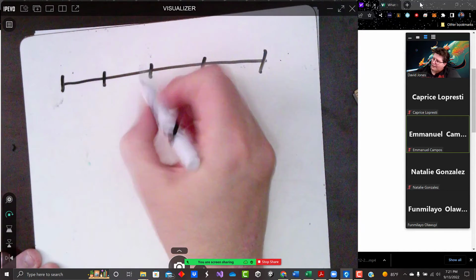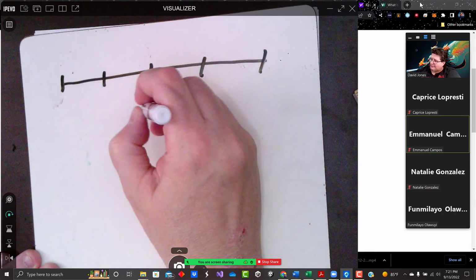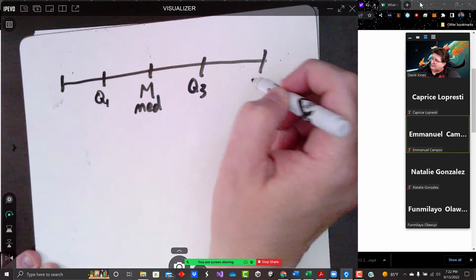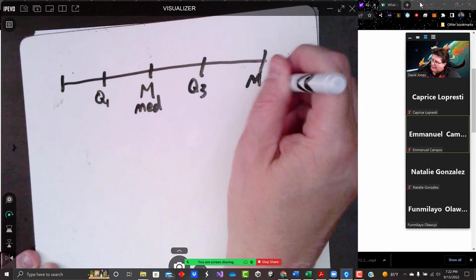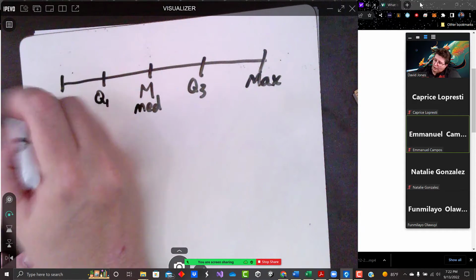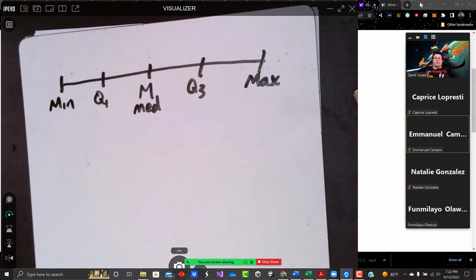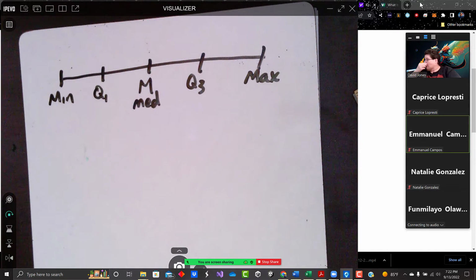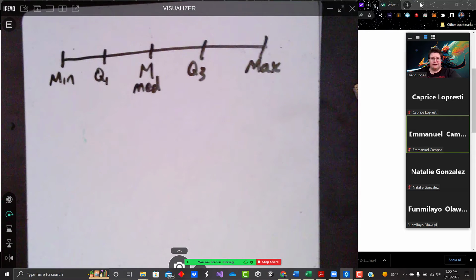So we have our median here. In stats, we use M for median. This is Q1, Q3. Rather than saying high, we call it the max. And rather than saying low, we call it the min or minimum. And so we need something that is the equivalent of the outlier, like the 5% thing on the outliers. The way we find the equivalent here is called the fences.